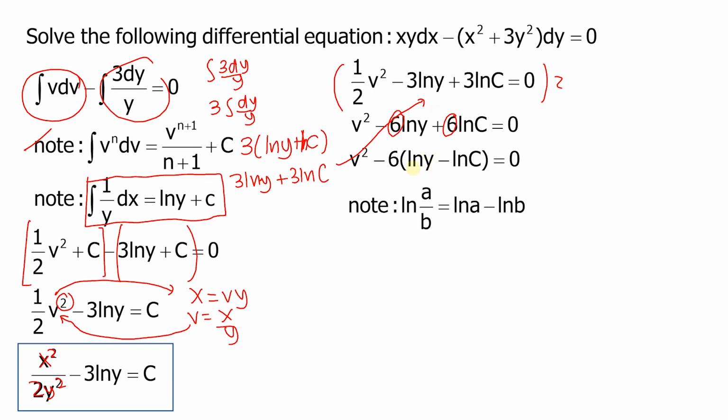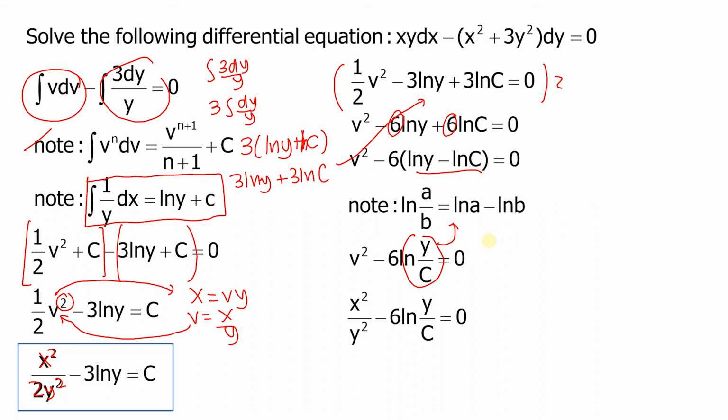Then, applying the property na ln of a over b is equal to ln of a minus ln of b, naa siya v squared minus 6 ln of y over c. Since x is equals to vy, so v is equals to x over y. Mao na na-come up ni siya: x squared over y squared minus 6 ln of y over c.